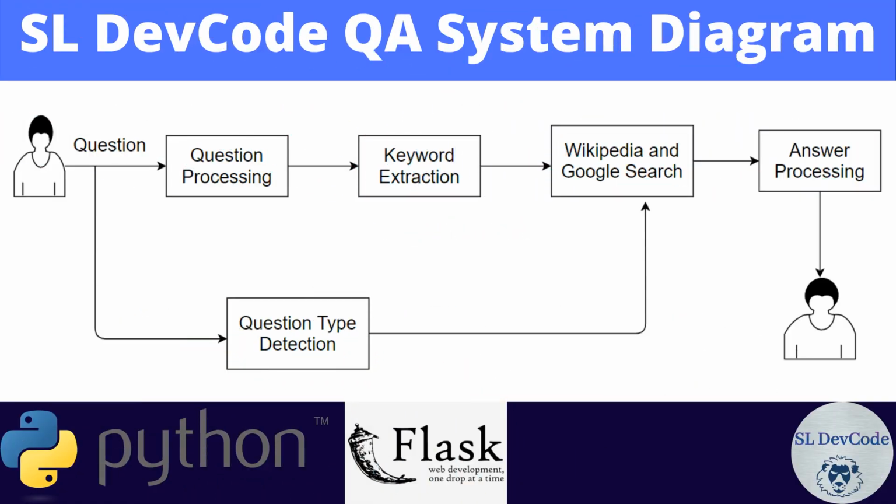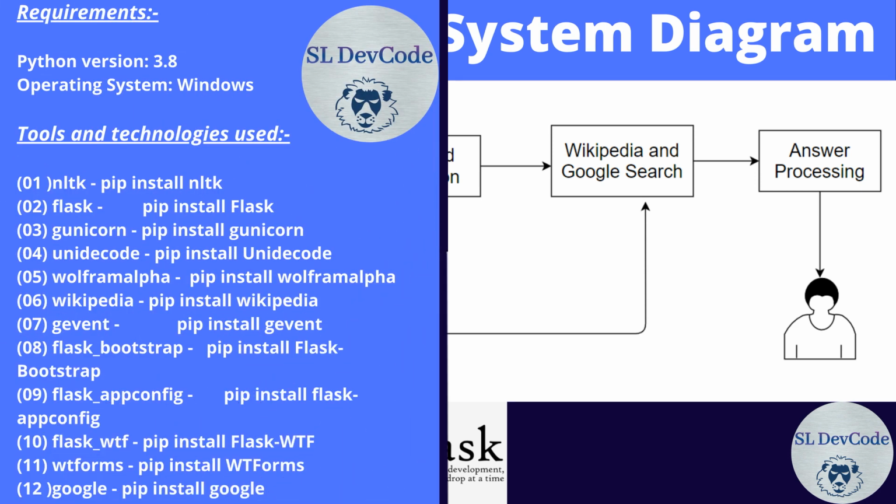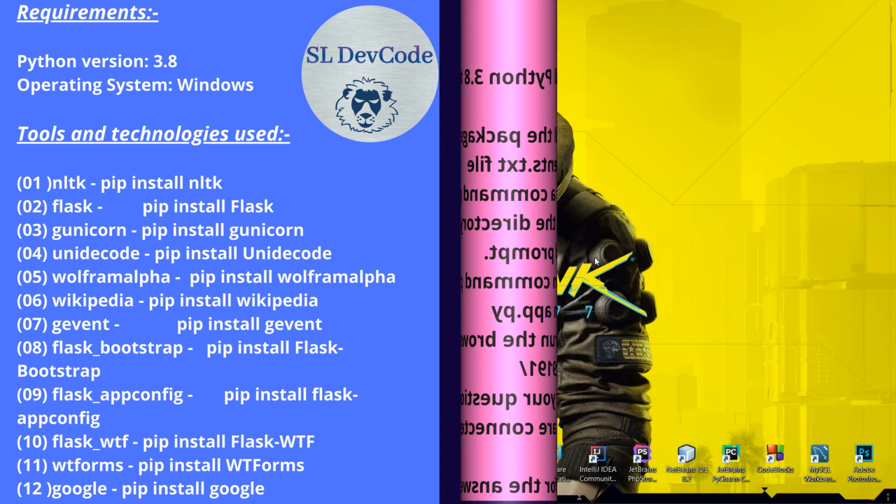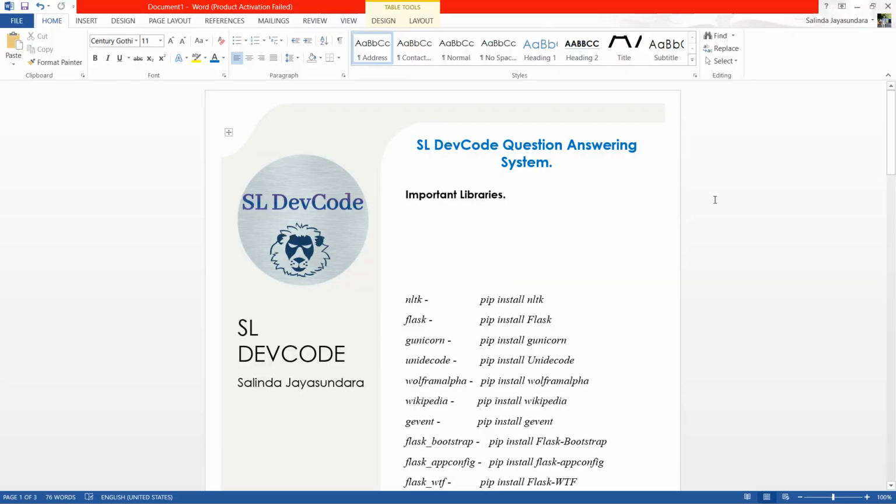This is an open domain question answering system. Now you can see the sldevcode question answering system overall diagram. So when we type questions, it automatically processes and displays the answers. This system displays correct short answers only. Now you can see all the project details: what are the requirements, what are the tools and technologies which I used when developing this application, and finally a guide on how to run this application. Let's go to the demonstration video.